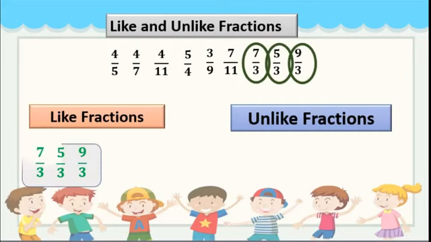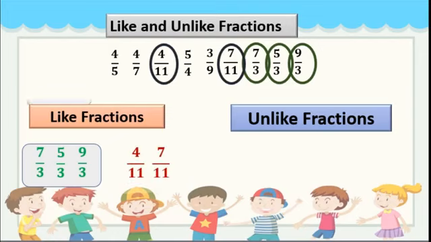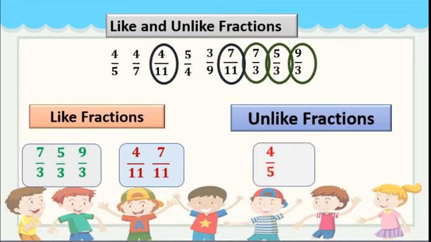Yes, here one more pair is there. You can see 4 upon 11 and 7 upon 11. These two are also like fractions. Okay, we will write them under the heading of like fractions. Now the rest all, see, they have different denominators, so they are all unlike fractions.